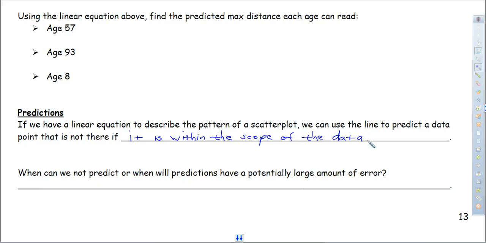So what does that mean? That means it's ranging, right, from the minimum to the maximum. And when can we not predict, or when will predictions have a potentially large amount of error? When it's, what, outside the scope of the data. So when we are outside the scope of the data.